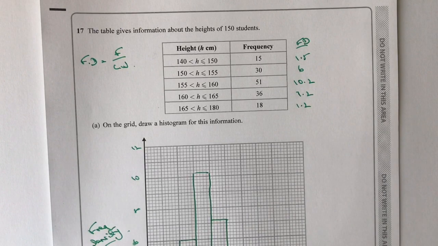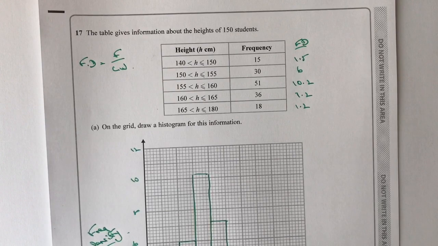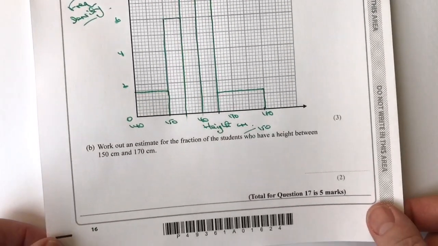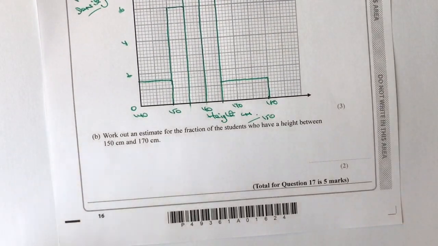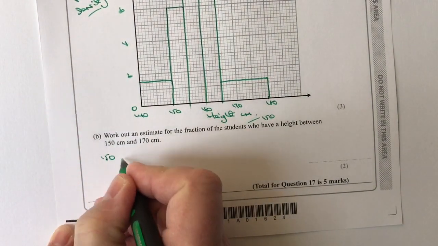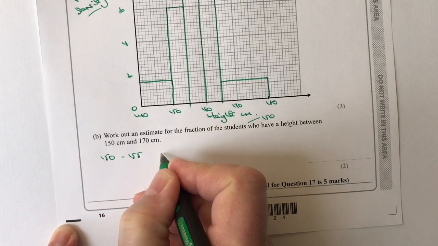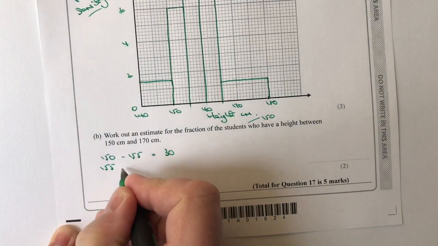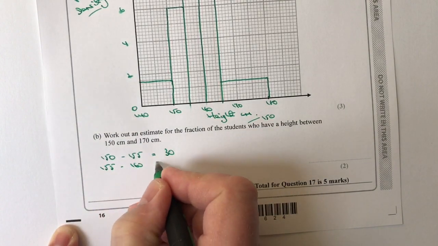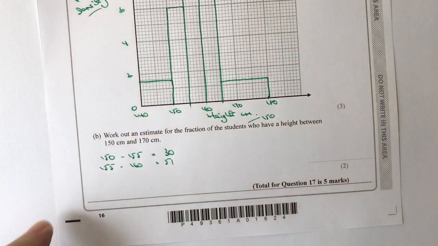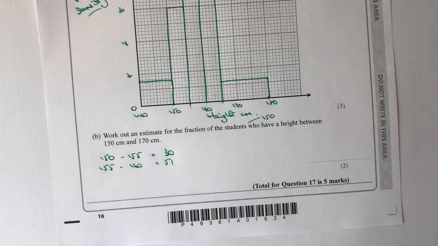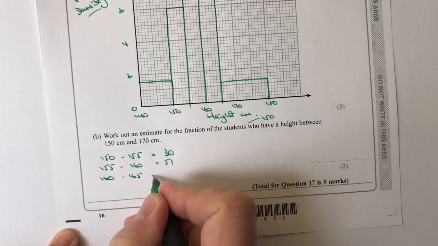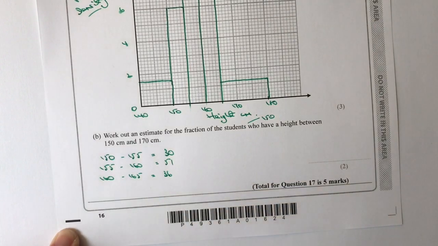Now I won't keep moving the bits of paper, but hopefully you should be able to see that most times I'm going to be referring to this grid at the top here. So let's have a look at what we've got. Between 150 and 155 we've got 30 students. Between 155 and 160 we've got 51 students, and again I've got that information from the grid itself. Between 160 and 165, I've got another 36 students.